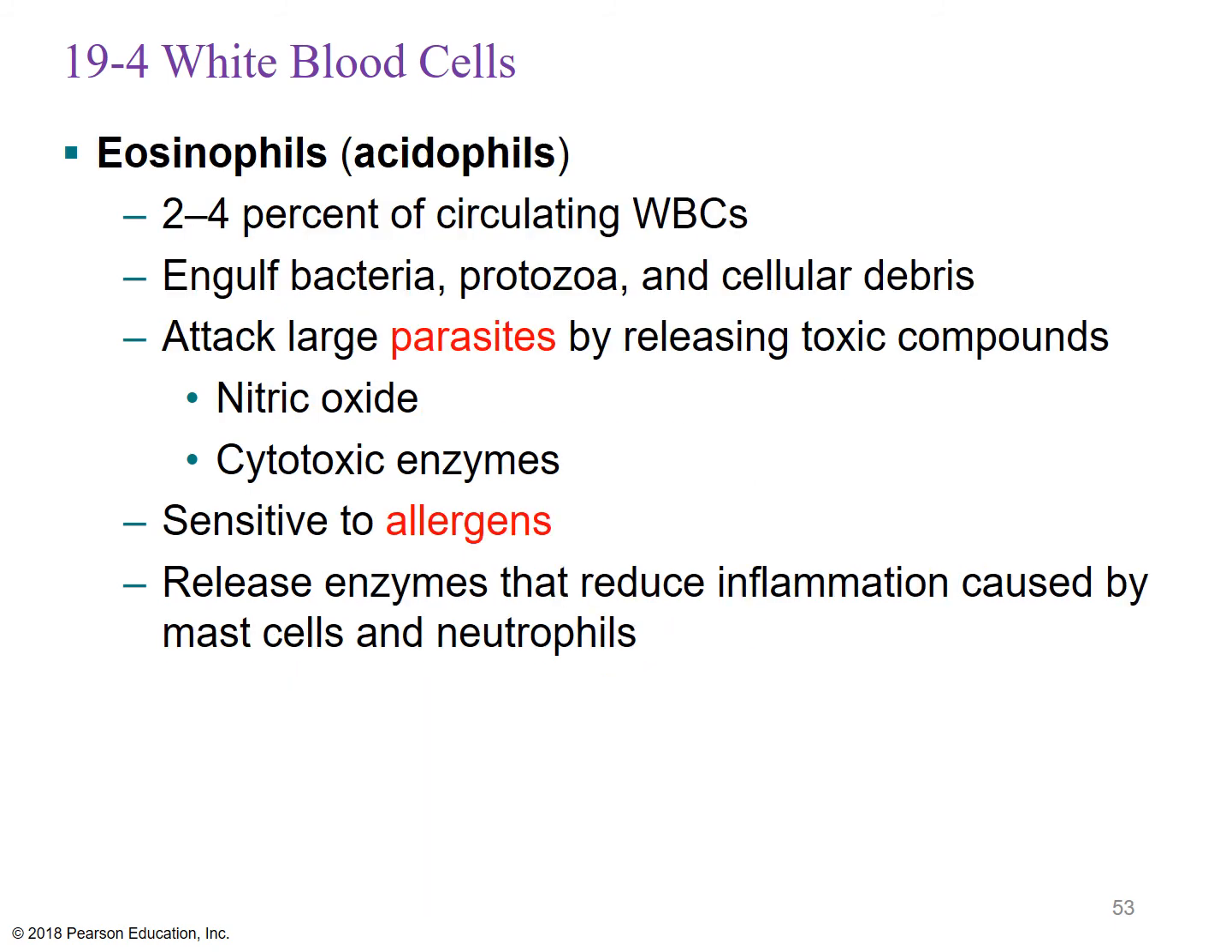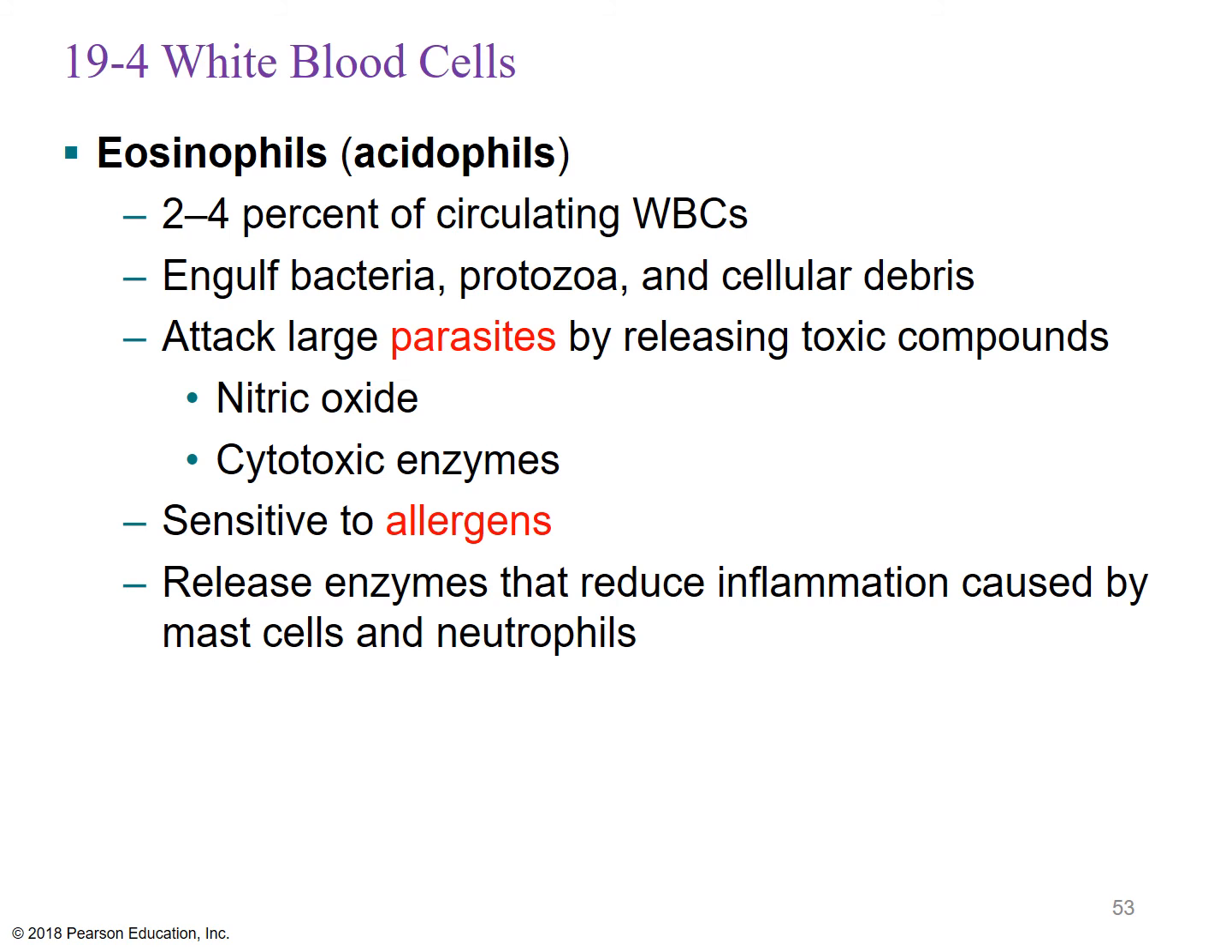Eosinophils are also called acidophils. They make up 2 to 4% of the circulating white blood cells. They will engulf bacteria, protozoa, and cellular debris. But the important thing to remember about the eosinophils are the two words in red, which is parasites and allergens.